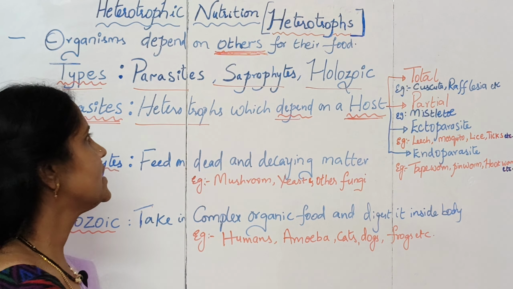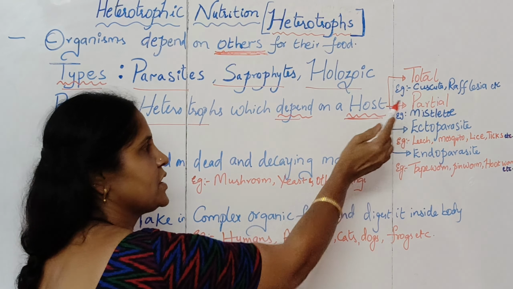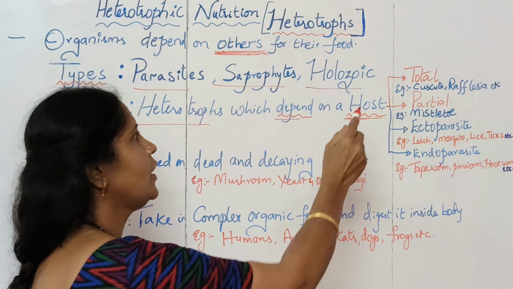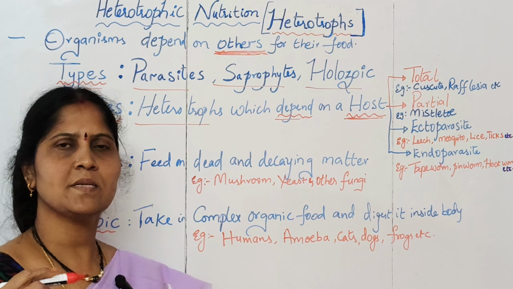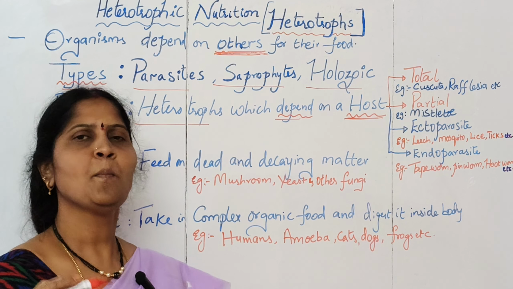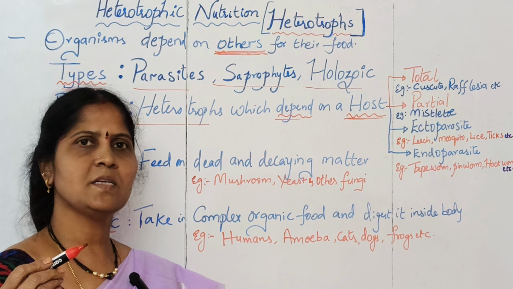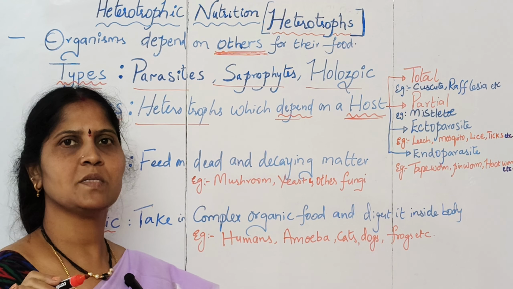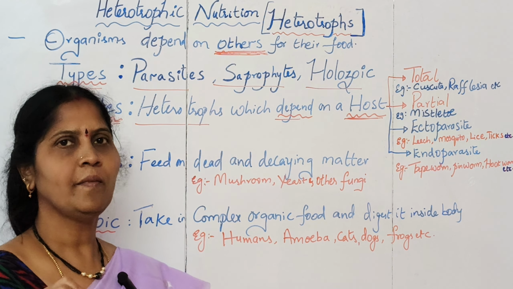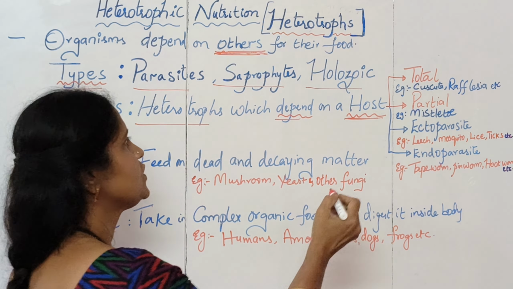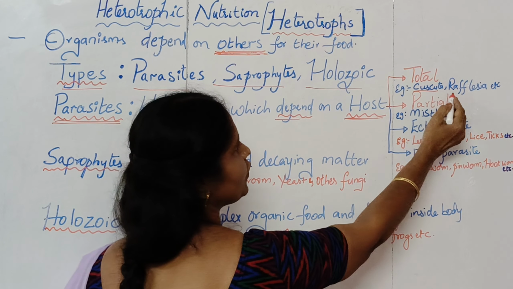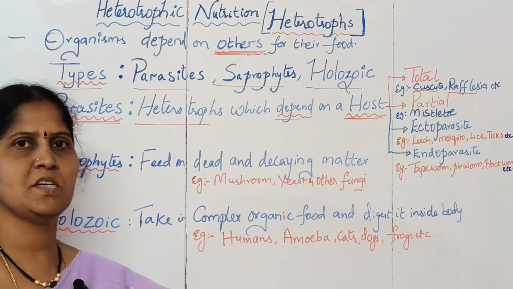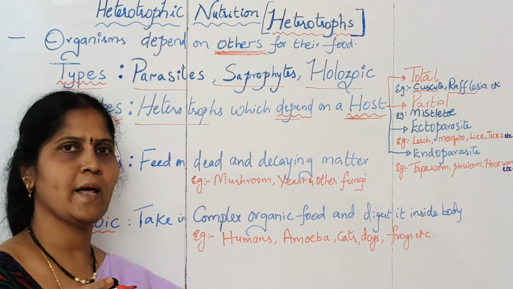Among parasites, we have total parasites, partial parasites, ectoparasites and endoparasites. So what are total parasites? Total parasites we usually find among plants. The parasites which derive their water, food and all requirements from the host plant are called total parasites. The examples are Cuscuta and Rafflesia.